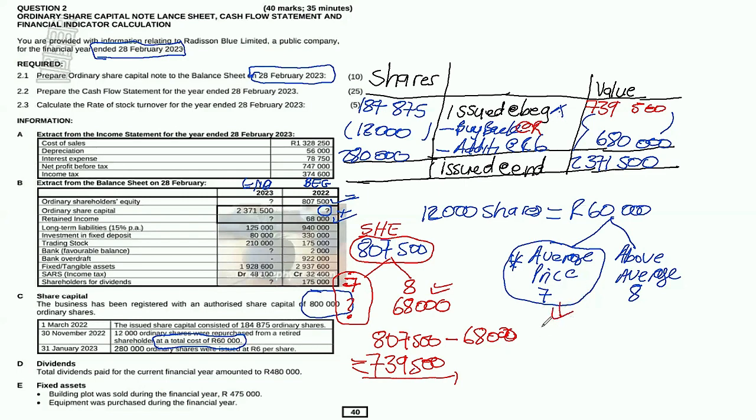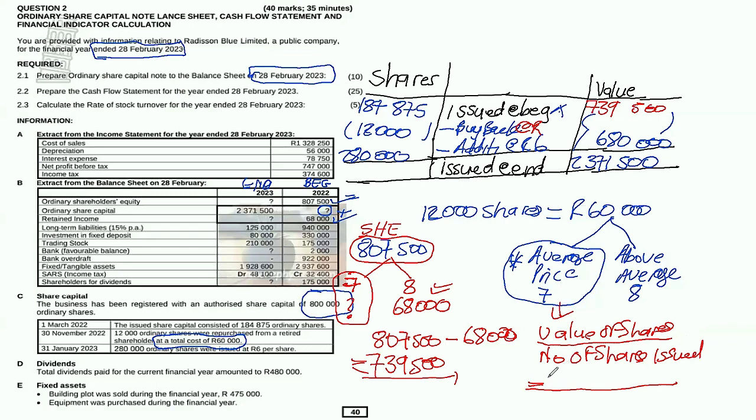So remember, our average price, what is it? It's the value of shares divided by the number of shares issued, right? So now the value of shares issued at the beginning, we had 739,500. Then you divide by 187,875. So it means our average price is going to be 4 rand. So now we have our average price of 4 rand.